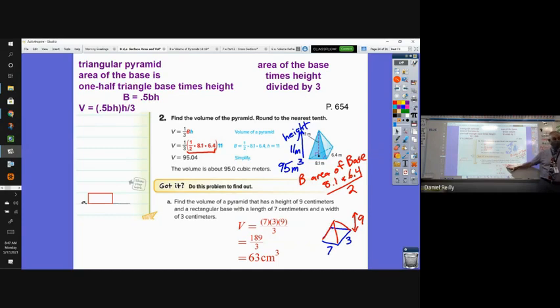Length times width of the rectangle times height of the pyramid, divided by 3. So it's 189. If it was a prism, it would be 189. But it's a pyramid, so it's 1/3 of that, making it 63. Volume: how many cubes does it take to fill up the space? So it's in cubic units.